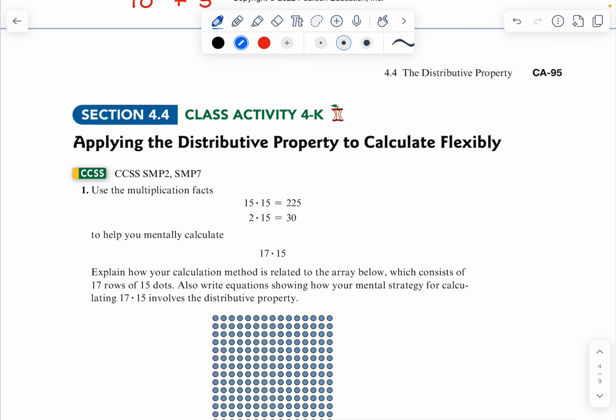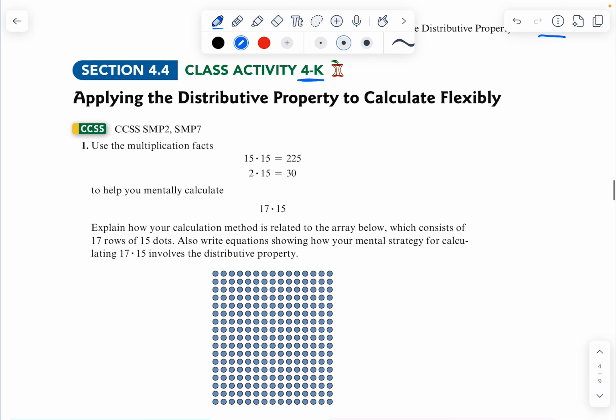The next activity we're going to look at is class activity 4K here. This is on page 95 of your activity manual. So this is about applying the distributive property to calculate flexibly, right? How do we apply the distributive property? So it tells us to use the multiplication facts. 15 times 15 is 225, and 2 times 15 is 30 to calculate 17 times 15.